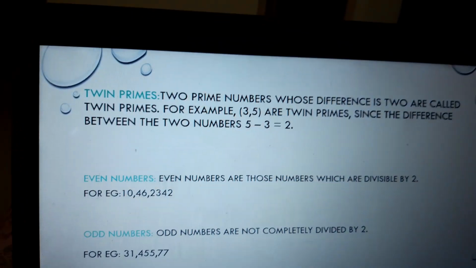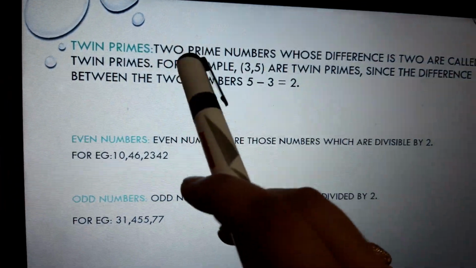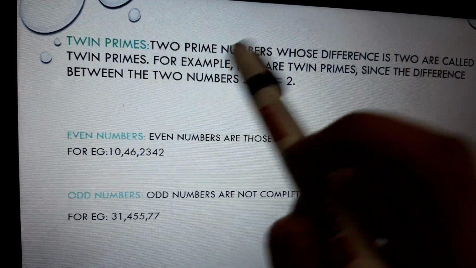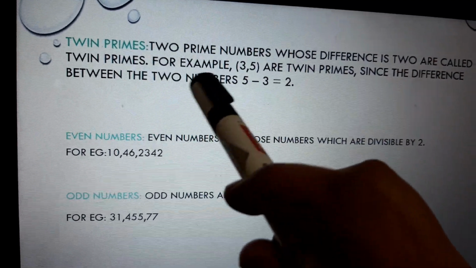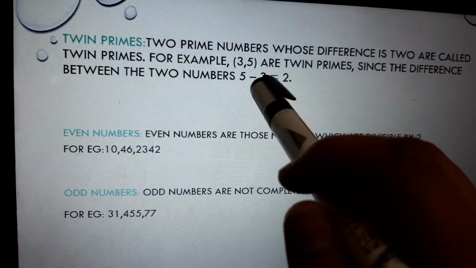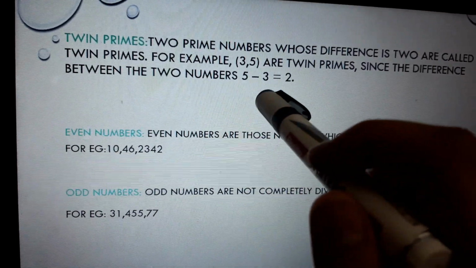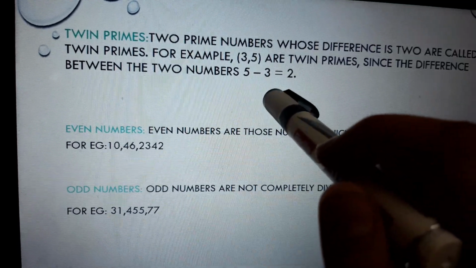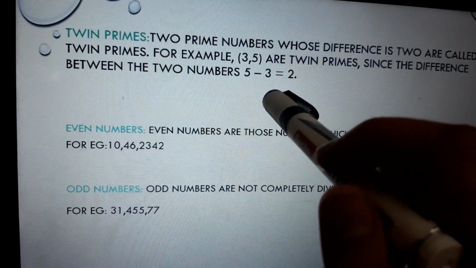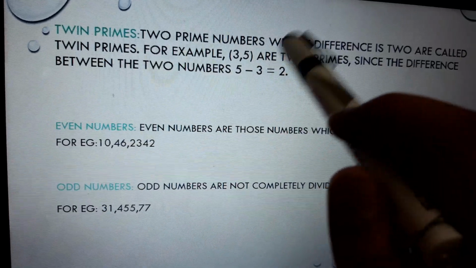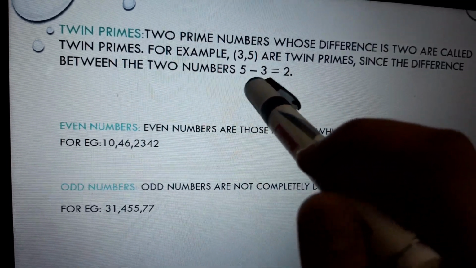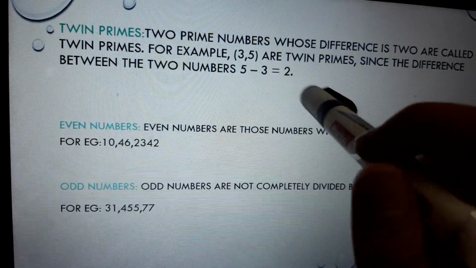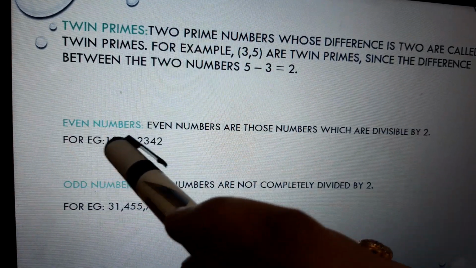Next, twin primes. Two prime numbers whose difference is 2 are called twin prime numbers. For example, if I take 3 and 5, the difference of 5 and 3, 5 minus 3, is 2. And 5 and 3 both are prime numbers. It means twin primes are those numbers whose difference is 2 and both the numbers should be prime numbers. Right?